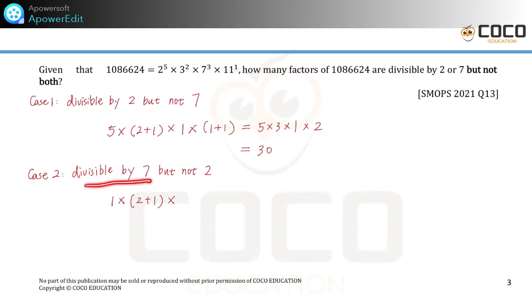Now, the number is divisible by 7, so it must contain a factor of 7. For the factor of 7, there's either 1, 2, or 3, so 3 ways. For the factor of 11, there are 2 ways, either choose 0 or choose 1, so 1 plus 1. This equals 1 times 3 times 3 times 2 equals 18. So altogether, we have 30 plus 18 equals 48. So there are 48 different factors in total.